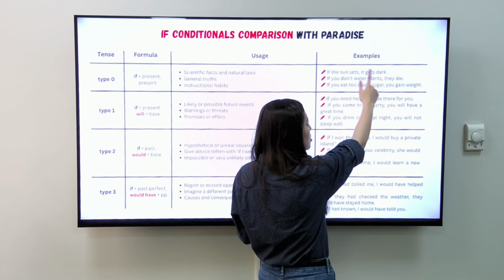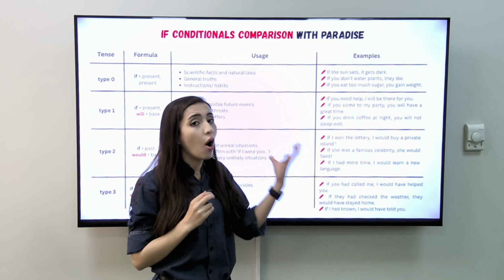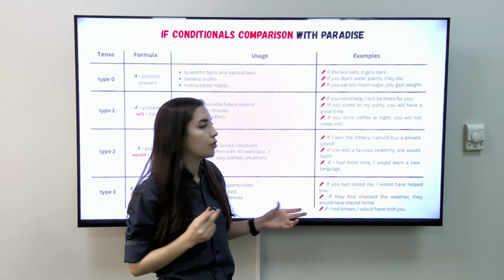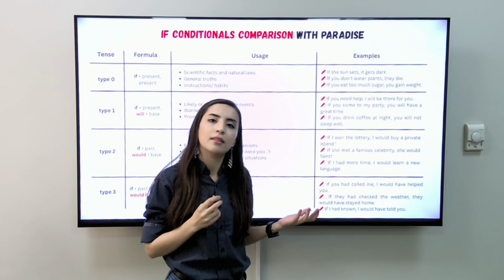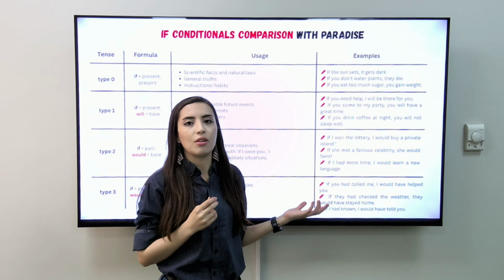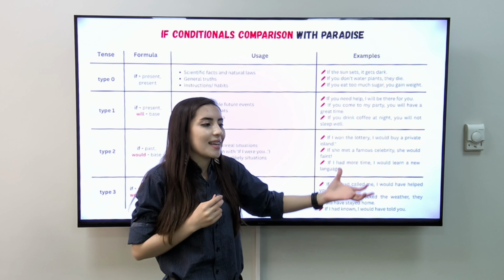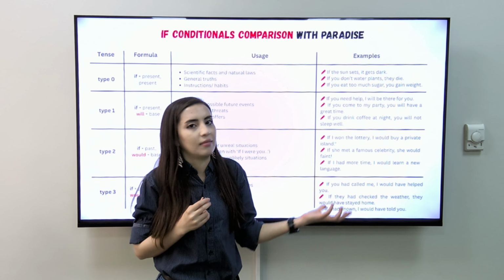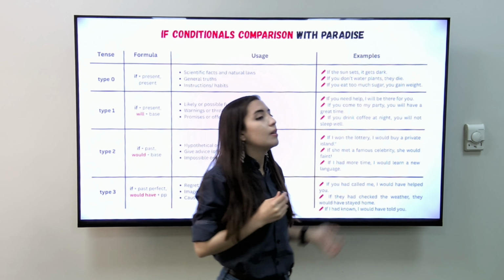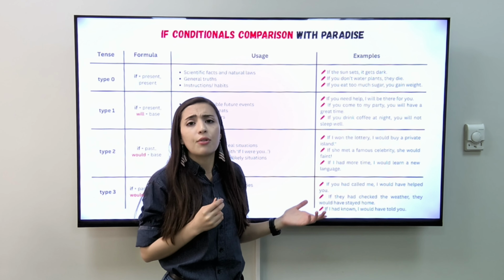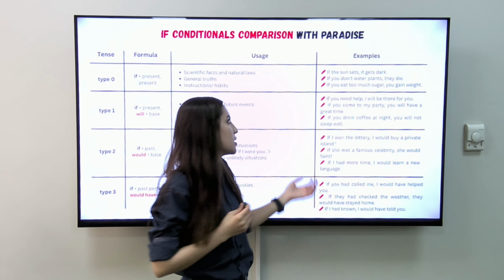If the sun sets, it gets dark. So it's a fact. We all accept that. That's a general truth. If you don't water plants, they die. That is again a general truth. We know that if a living creature doesn't get fed, it will die. That is the thing, we know that. If you eat too much sugar, you gain weight. General truth. We all know that. That's a cause and that's an effect as a result.